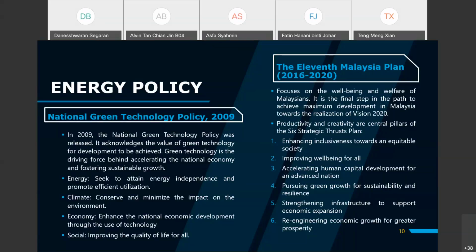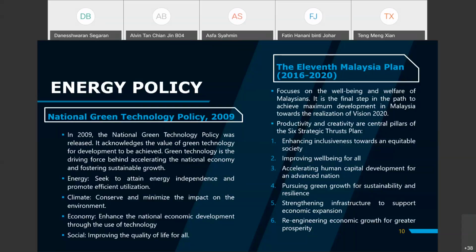The 11th Malaysia Plan 2016 to 2020. It focuses on the well-being and welfare of Malaysians. It is the final step in the path to achieve maximum development in Malaysia towards the realization of Vision 2020. So it has six strategic thrust plans.